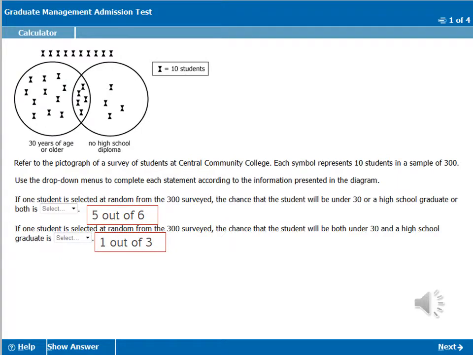For the second question, the key word is "and." So we will only count the hourglasses that are both under 30 and a graduate, which is the single line of hourglasses at the top. This is 10, which each represents 10, so 100. And since it's 100 out of 300, the probability is 1 out of 3.